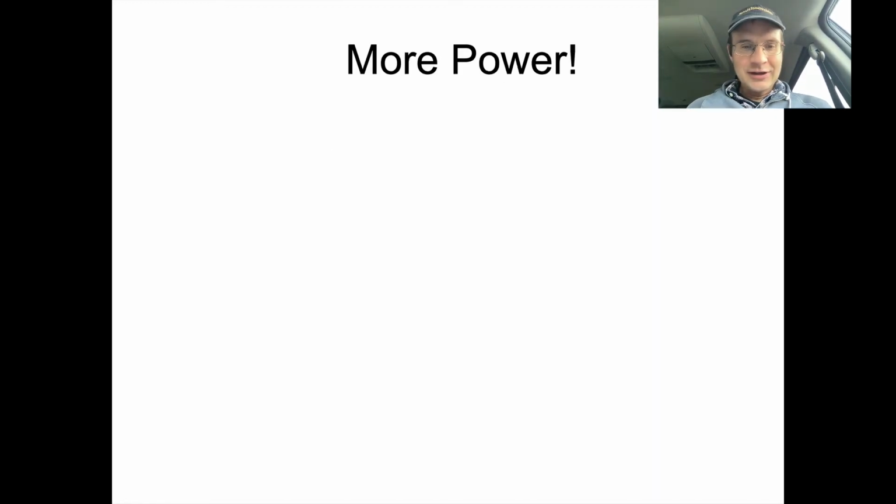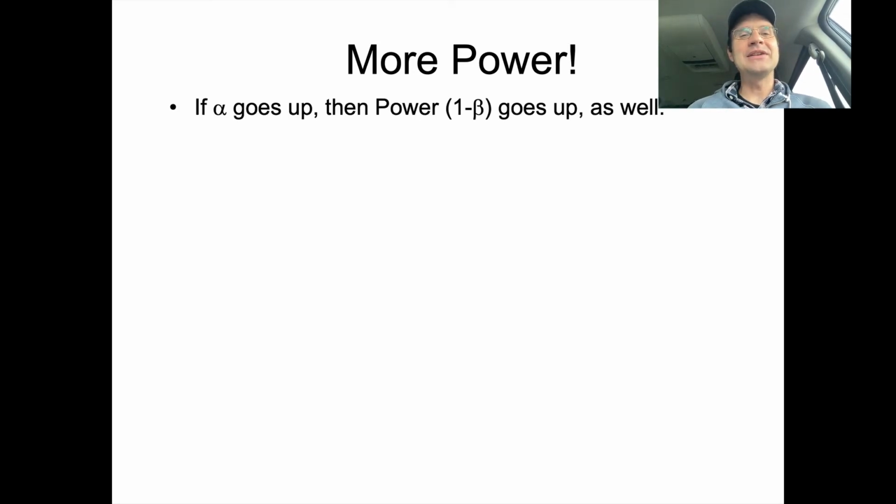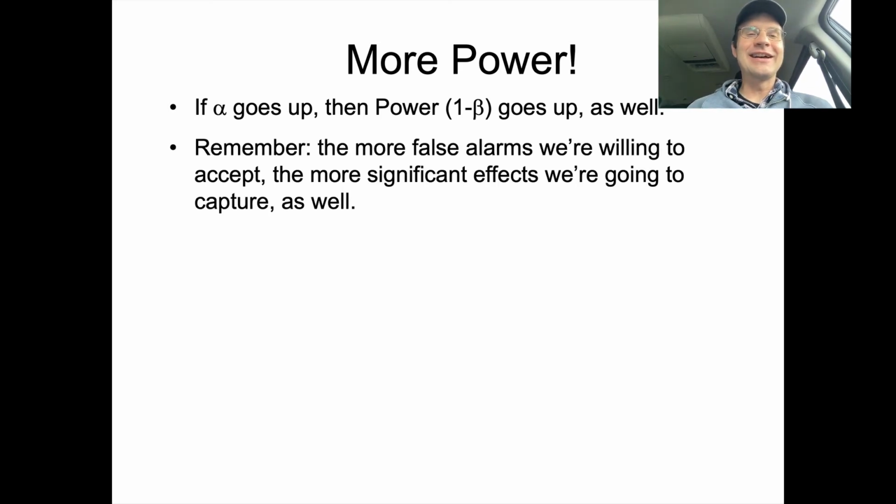Okay, what we get out of changing alpha is that if alpha goes up, then power will go up as well. And I think I said this before, but alpha and power are both on the same side of that criterion line. So if we move that such that alpha goes up, then 1 minus beta is going to go up as well. And when I say go up, I mean the proportions of type 1 errors and the proportion of correct rejections we make are both going to go up quantitatively.